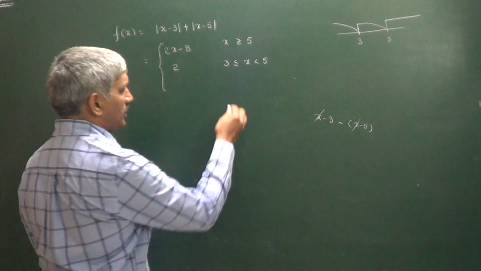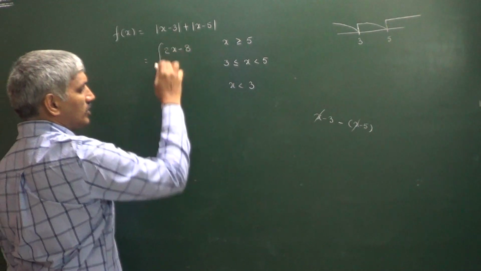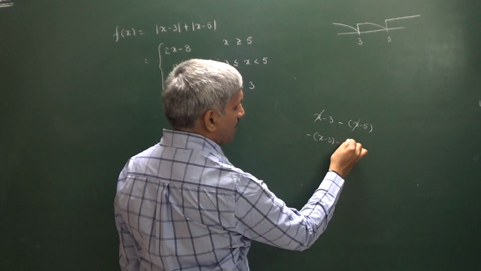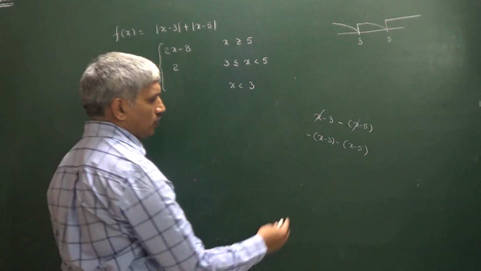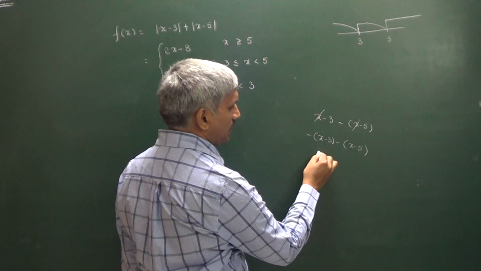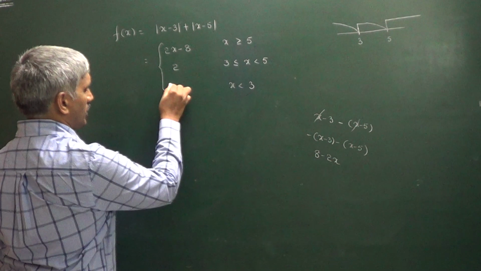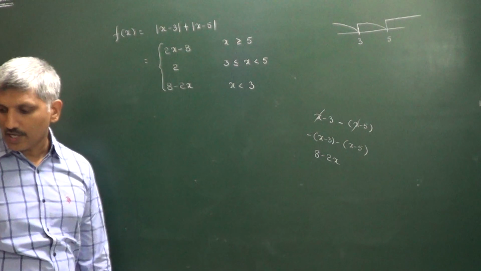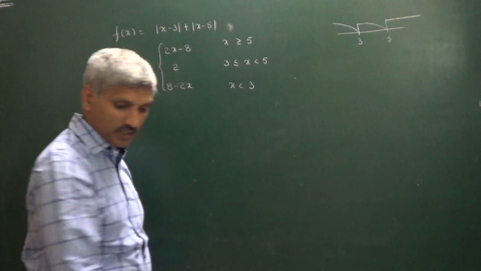The last case is x less than 3. X less than 3 means both become negative. That's why minus of x minus 3 minus of x minus 5. So we are getting 5 plus 3, this is 8 minus 2x. We will get the answer here. So that's why 8 minus 2x. So the function is redefined, that is the way of redefining that particular function.